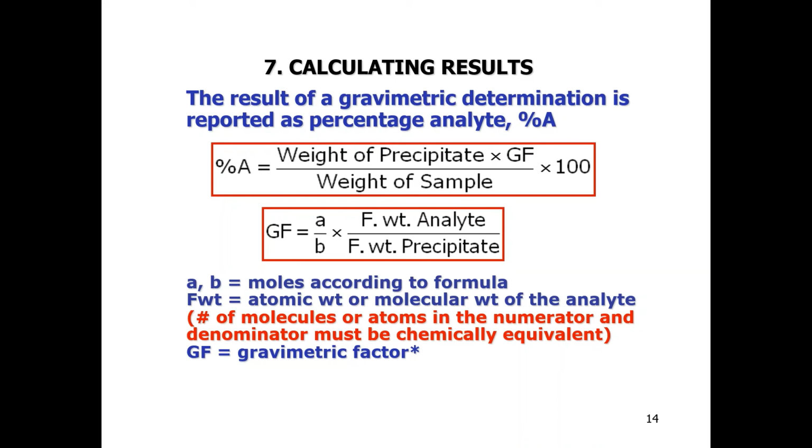What is the weight of the sample? When you use initially your solutions, that is in the form of weight, so that is the weight of your sample. If it is a solid sample, it's clear: the weight of the solid sample, times the gravimetric factor. So what is a gravimetric factor? GF equals a over b times the formula weight of the analyte over the formula weight of the precipitate. Okay, let me explain.